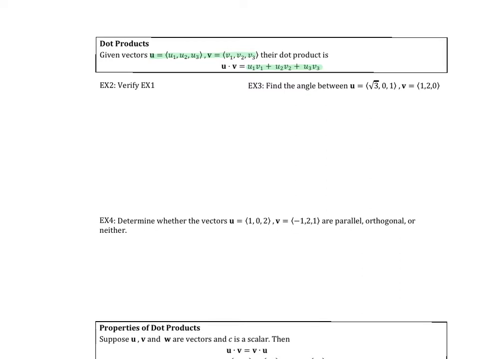So we're going to verify example 1 and see if we still get 0. If you recall, we had two vectors, 2, 2, 0, and the other vector we had was 0, 0, 3. So by the dot product, we would multiply 2 times 0, which is 0, plus 2 times 0, which is 0, plus 0 times 3, which is 0. And it checks out.